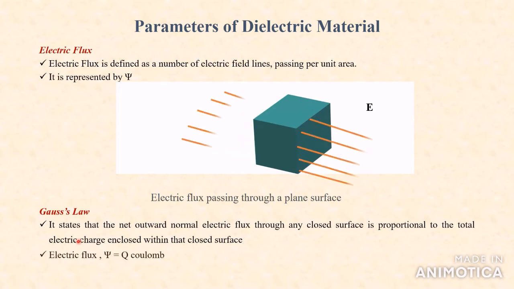Okay, this is Gauss law. So the electric flux is equal to the total charge enclosed by the surface. Electric flux is psi and Q is the charge. So the unit for electric flux is also Coulomb.